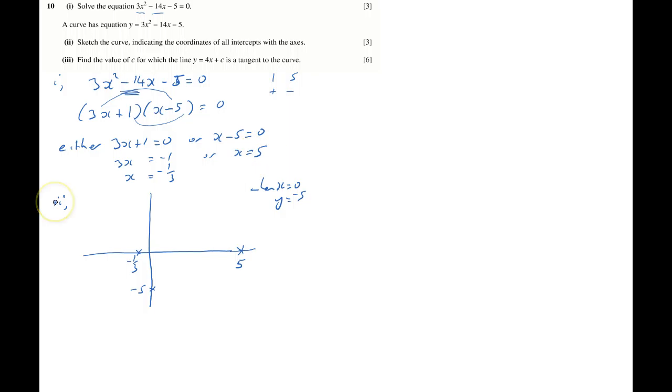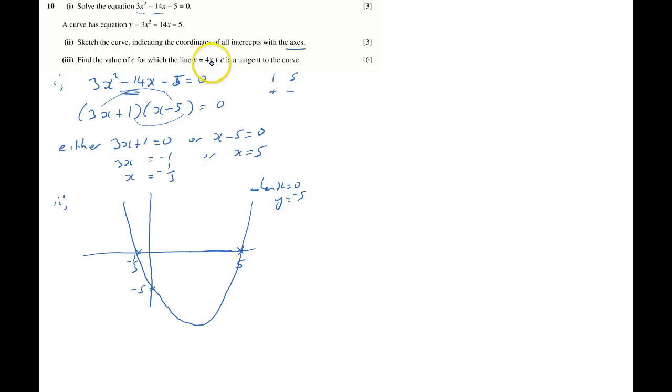And I've got to make it fairly symmetrical. And it's a U shape because it's positive x squared, so it's a U-shaped curve. So it's going to come down here like so. It wants to be fairly smooth, it wants to be clearly symmetrical. Just check I've done what it said. It said indicating all the coordinates of all intercepts with the axes. I have all three ones.